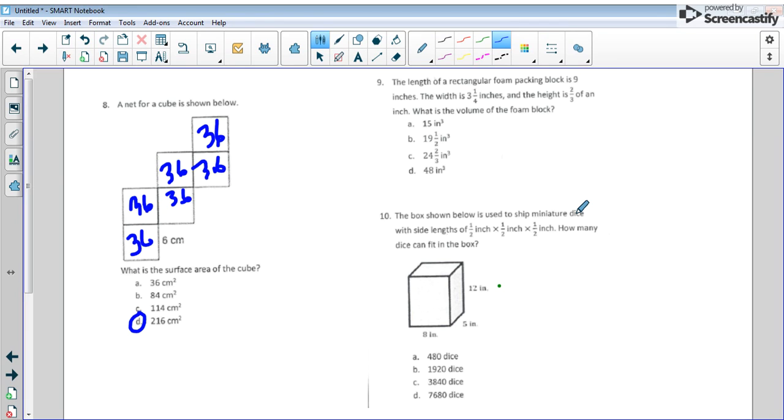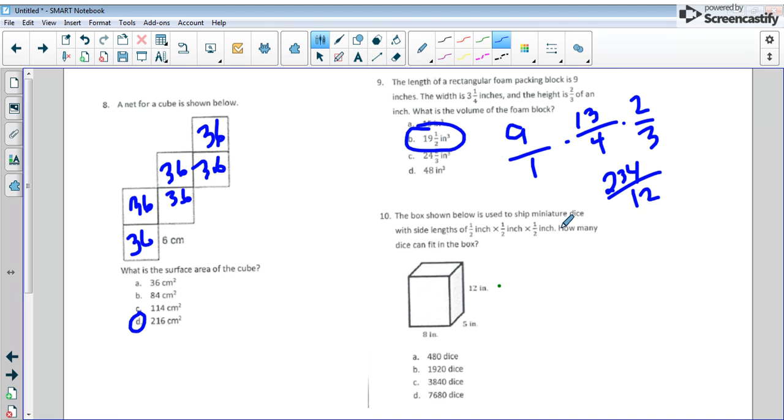Okay, number 9, the length of a rectangular foam packing block is 9 inches, the width is 3 1/4, and the height is 2/3 of an inch. What is the volume? I'm just going to multiply all these together. Length times width times height. So 9 over 1, 3 1/4 becomes 13 over 4 because 3 times 4 is 12 plus 1 is 13. And then I've got times 2/3. So 9 times 13 times 2 is 234. 234 divided by 12 is 19.5 inches cubed.